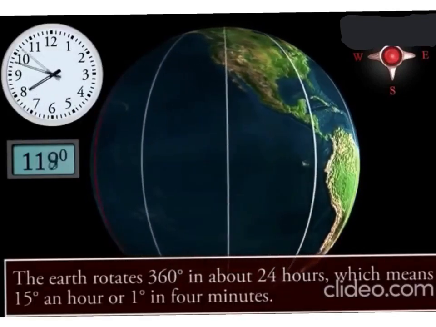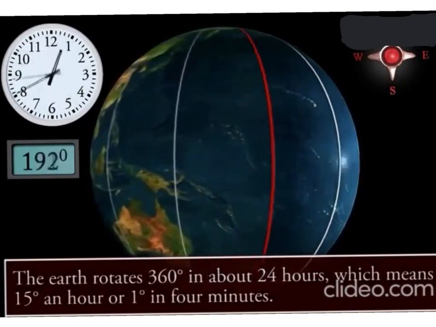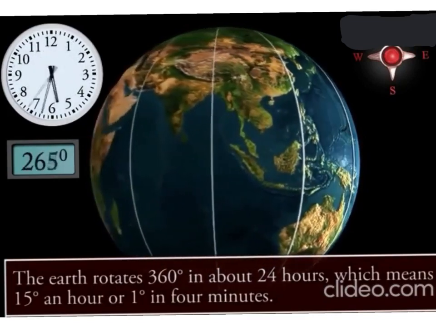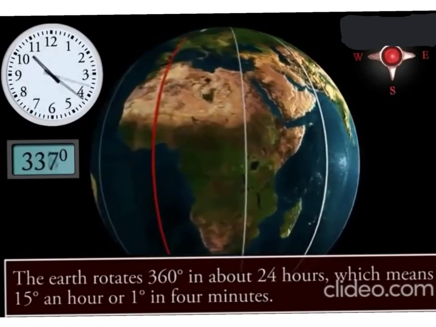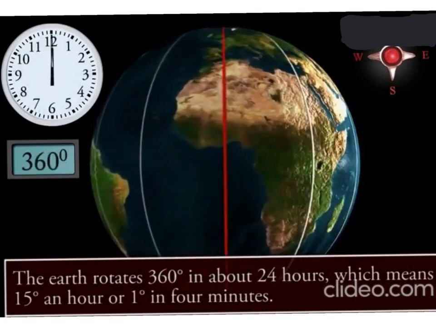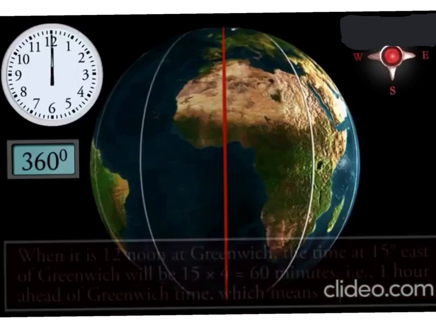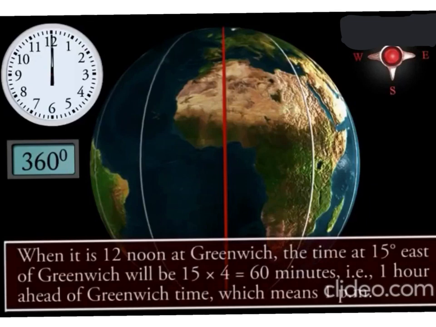The earth rotates 360 degrees in about 24 hours, which means 15 degrees an hour, or 1 degree in 4 minutes. When it is 12 noon at Greenwich, the time at 15 degrees east of Greenwich will be 15 into 4, that equals 60 minutes, that is 1 hour ahead of Greenwich time, which means 1 pm.